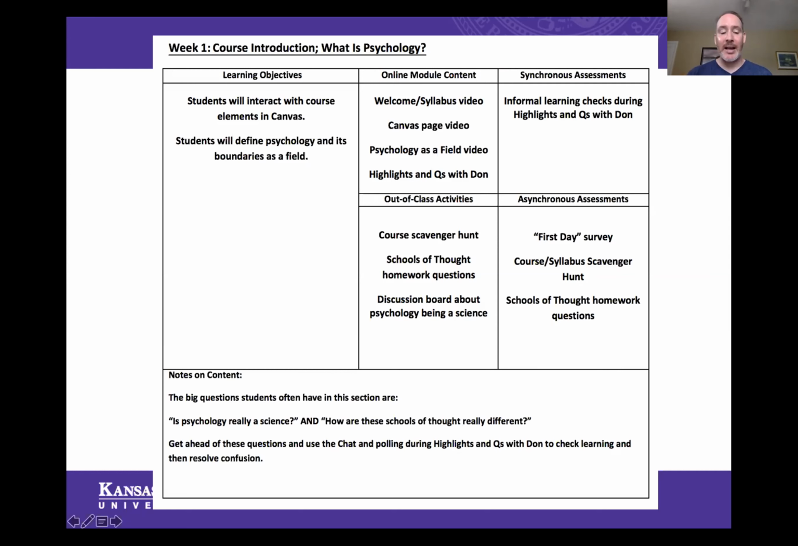What I can do is get ahead of these questions, and I can use the chat and the polling features during the highlights and cues sessions to check on their learning and then to resolve their confusion. So now, after having done this, I feel good. I feel ready for that week. I have a plan in place, and that reduces stress and anxiety because I've increased my prediction and control. So this for me isn't just an intellectual exercise. It creates a security blanket, knowing that I can prepare my students to learn and support them in their learning.